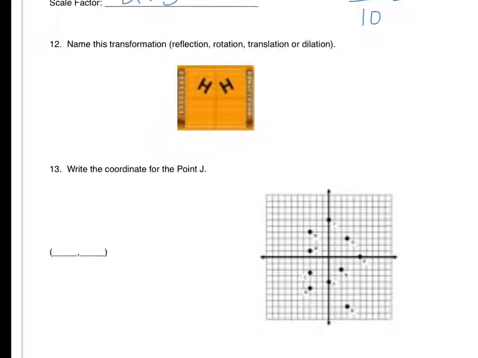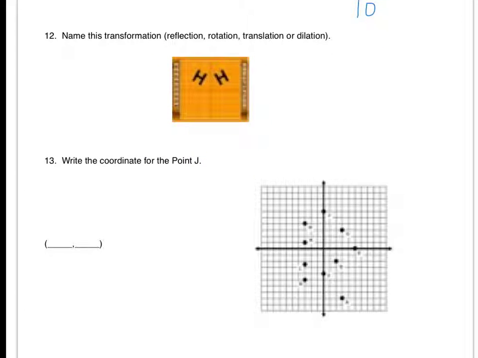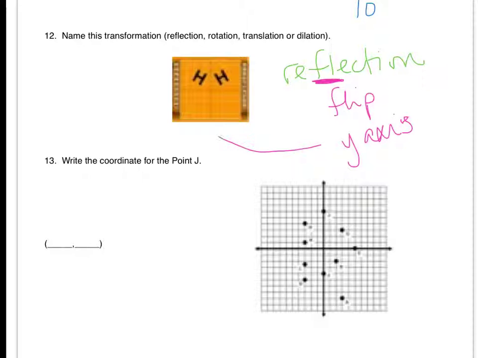Number 12, I'm naming that transformation, and because it flipped over, it's a reflection. And you guys taught me that the FL in reflection helps you remember flip. And it actually reflects over the y-axis in this case, because it's right here.